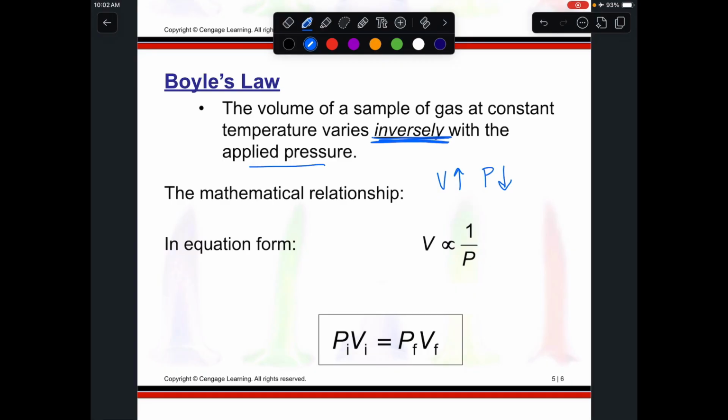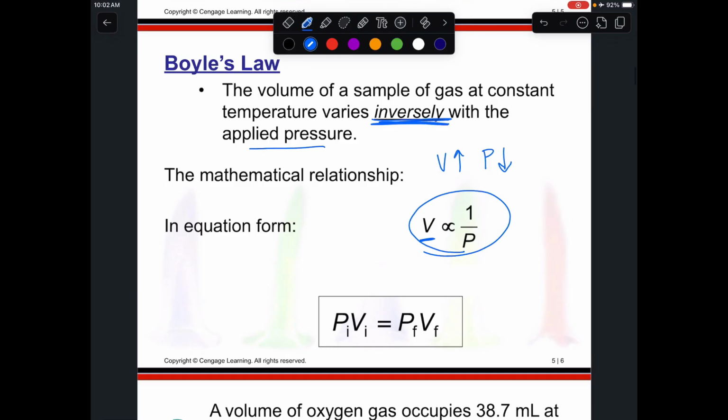Now, to write an inverse relationship, you can go ahead and write the first variable. It doesn't matter which one you choose in this case. And then you go ahead and put this proportional sign. And then we put a 1 over because, again, as one increases, the other is decreasing. Okay? Now, you are not really going to utilize this equation. This is just explaining what inverse means. The equation that you will be utilizing is this PI VI, and these are multiplied together, equals PF VF.